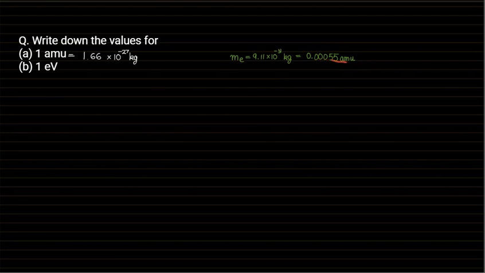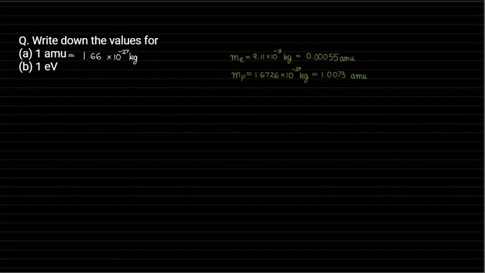Clear? So the mass of the electron in terms of AMU can be written as 0.00055 AMU. Similarly, if I want to express my proton, the proton mass is 1.6726 times 10 to the power minus 27 kg. To express it in terms of AMU, I have to divide this quantity by 1.66 times 10 to the power minus 27 kg.